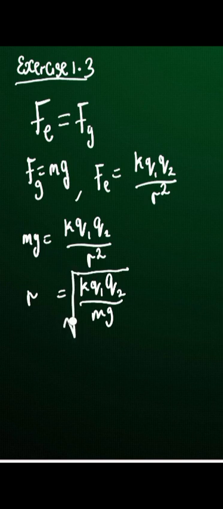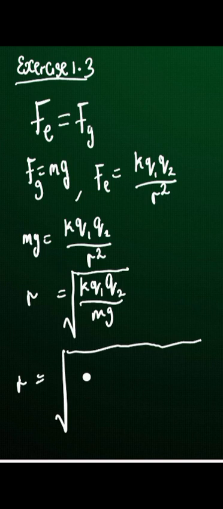Then we'll make r the subject of the formula. That will be K Q1 Q2 over mg. And when we remove the square from here, it becomes a square root. So r is equal to the square root of K Q1 Q2 over mg, where K is 9 times 10 raised to power 9, times Q1.